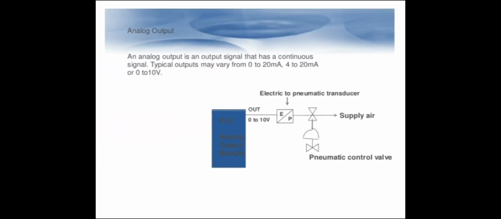Then analog output. Analog output is not on or off, but it is a supply of air, quantity, discharge, flow, velocities. An analog output is an output signal that has a continuous signal. Typically outputs may vary from 0 to 20 milliampere, 4 to 20 milliampere, or 0 to 10 volt, and it varies continuously. That is why it is called analog output, for example the supply of air or pneumatic control valves.